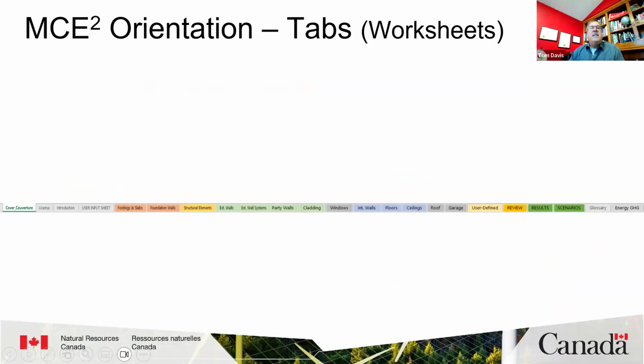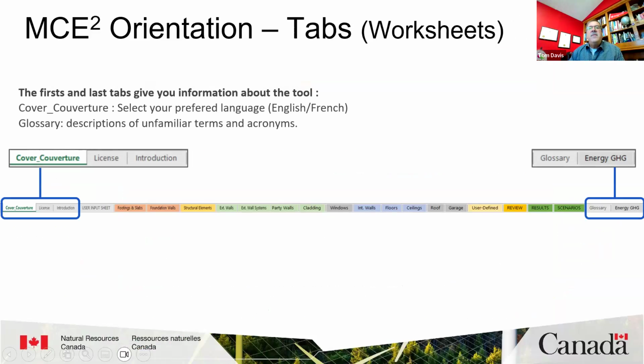The tabs with the gray background are general information tabs. They include a cover page, a license page, introduction on the left side of the scroll, and a glossary of terms and a table of energy greenhouse gas factors on the right side of the scroll. Please explore all these tabs when you have an opportunity or a need to do so. We won't be covering these tabs in today's courses.